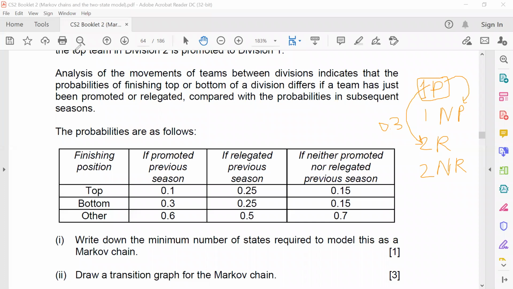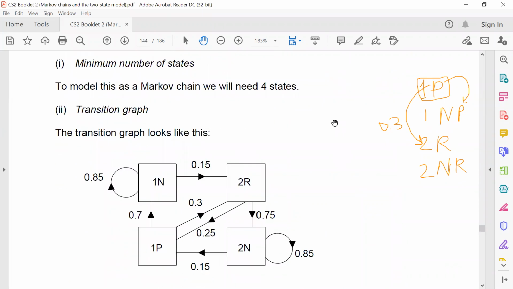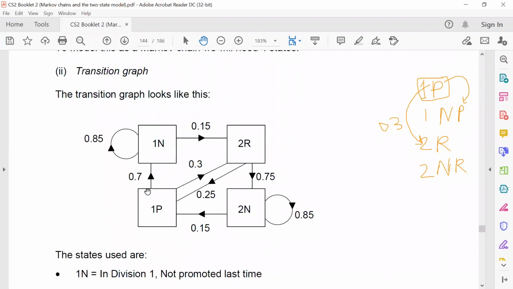Does this match? Let us see. 144, from 1P to 2R. Yes, 0.3, right? What was that number?